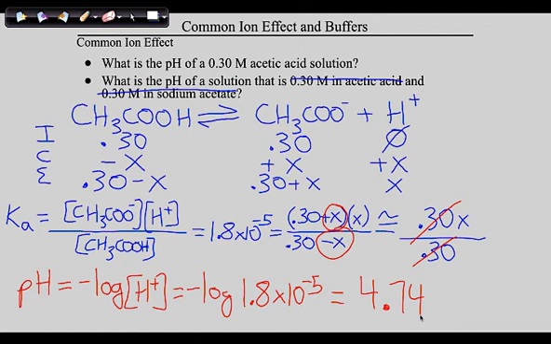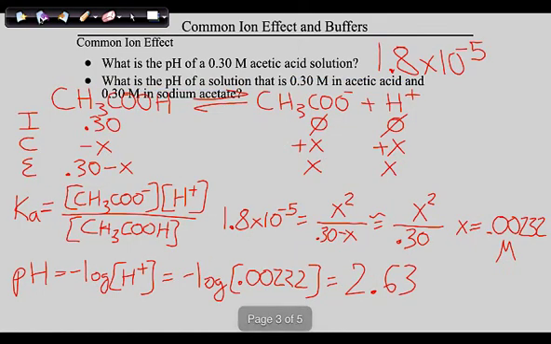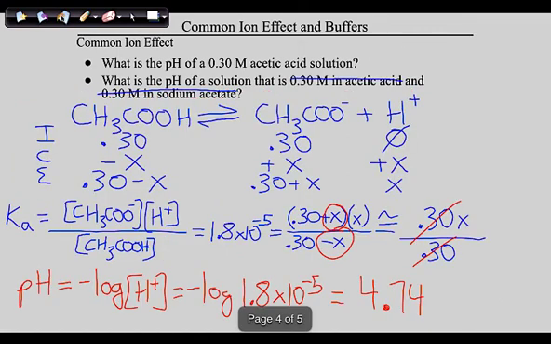You ready? What did we expect the pH to do as a result of the common ion effect? We expected it to go up. And if we look, we find out that in fact it did. The solution without the common ion at 0.3 molar had a pH of 2.63. And with the common ion effect, it went up to 4.74. Guys, that is a decrease in concentration of 100-fold, right?